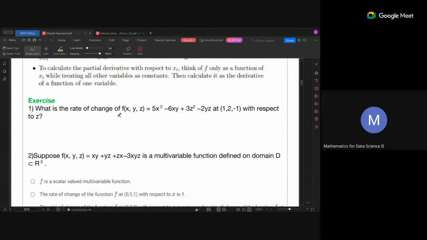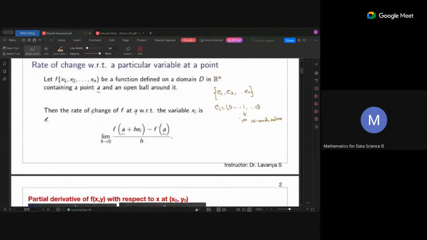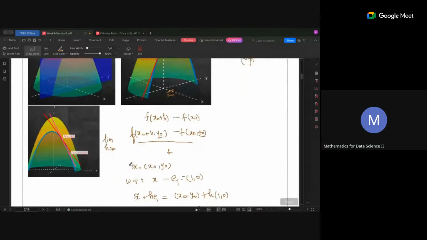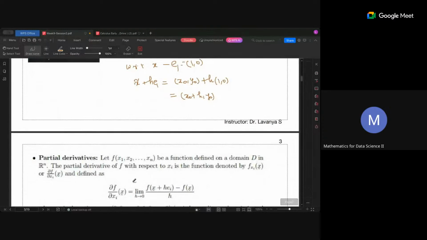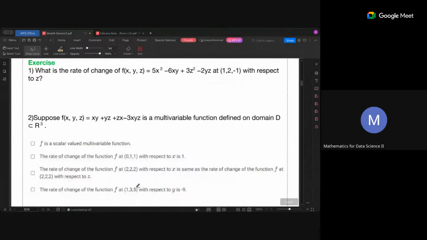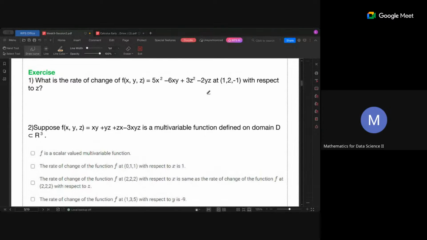What is the rate of change of this function at 1, 2, minus 1 with respect to z? See, rate of change, as I told you, is the same as the partial derivative formula you see here, right? So the rate of change of a multivariable function is nothing but the partial derivative. So when you have such a question, don't think that it is something different. You are just talking about the partial derivative with respect to the variable given here.